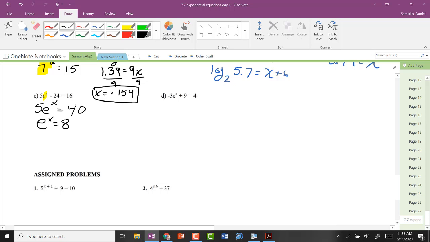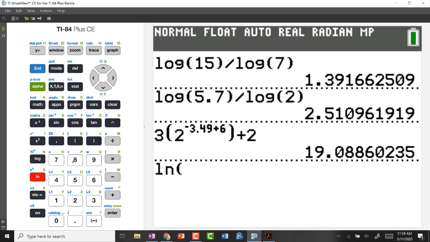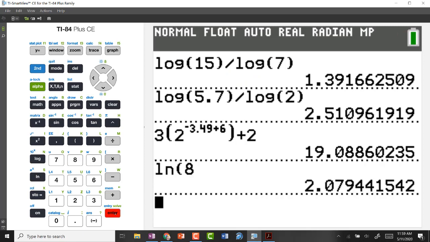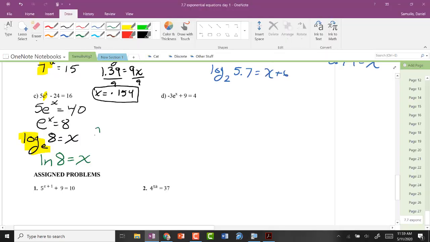Okay, now how do we solve this? We have to convert it to a logarithm. So log base e of 8 equals x. What is log base e? It's special. Remember, log base e is the special natural log, so that's all you have to type in. Natural log 8. And that's our answer, 2.08. So 2.08 equals x.